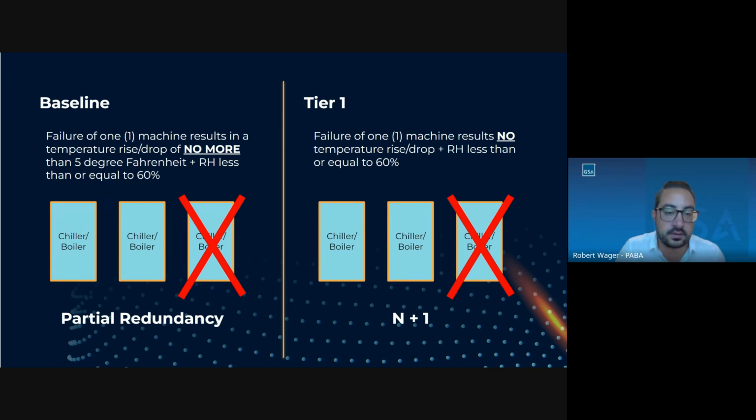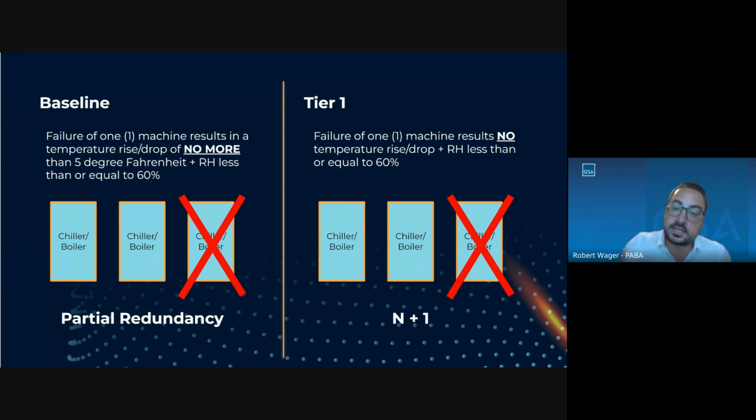So say your summer temperature is 75 degrees, you lose a machine, the building does not exceed 80 degrees Fahrenheit and also does not exceed a relative humidity of more than 60%. So you're still left with partial redundancy of the existing equipment that is there, but you may see a rise in your temperature set point. That is the new baseline criteria for equipment arrangement, whether it be for chillers or boilers.